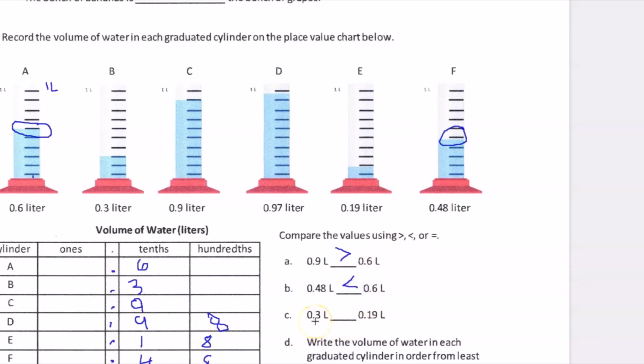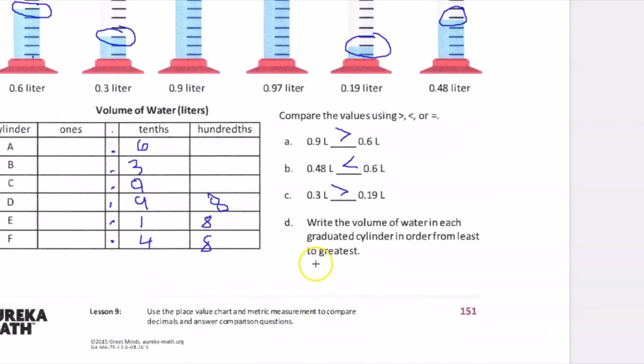And C, 0.3 or 3 tenths liters, is it bigger than 19 hundredths or 1 tenth and 9 hundredths? Or we could say, is 30 hundredths bigger than 19 hundredths? Sure. I think so. So here, I think this would be the 30 hundredths. And I think this would be the 0.19 right here. It is definitely taller. Now for D, I want y'all to try this on your own.